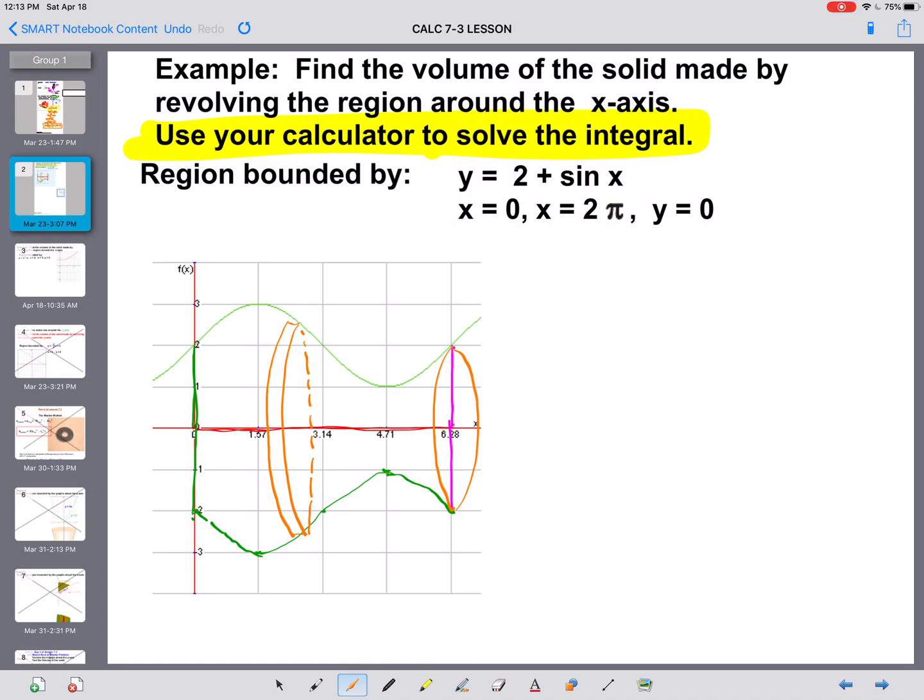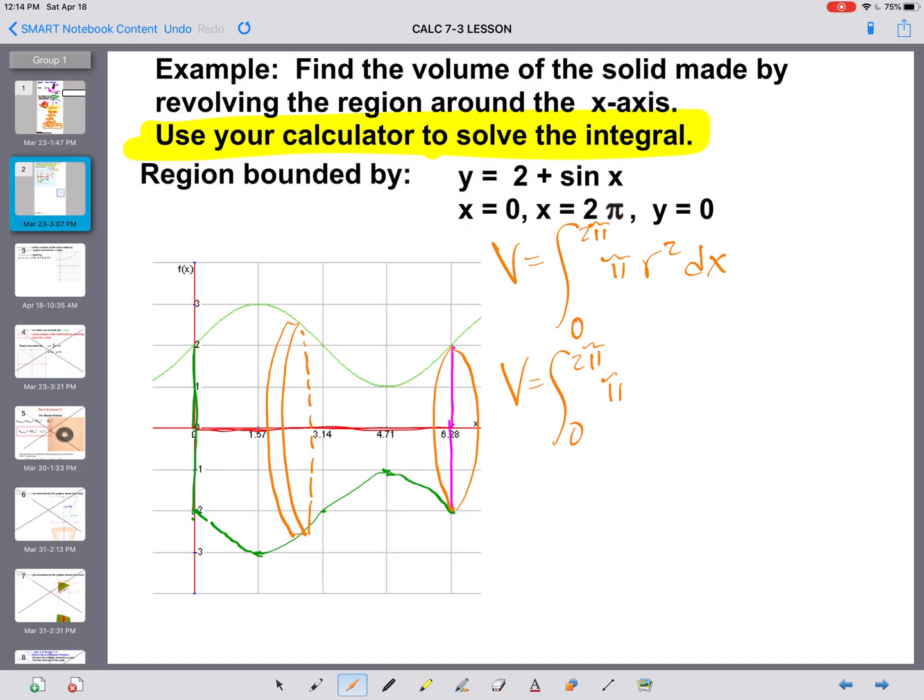Okay, let's start it off then. Volume is the integral. Where are we going to start our cuts? Yeah, at x equals 0. Where are we going to finish? At 2 pi, at 6.28. We'll put 2 pi. Okay, good. Now, remember, it's always going to be pi r squared and then dx. Okay, here we go. 0 to 2 pi.